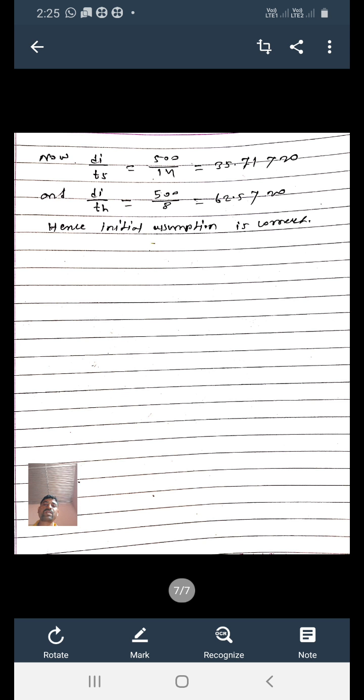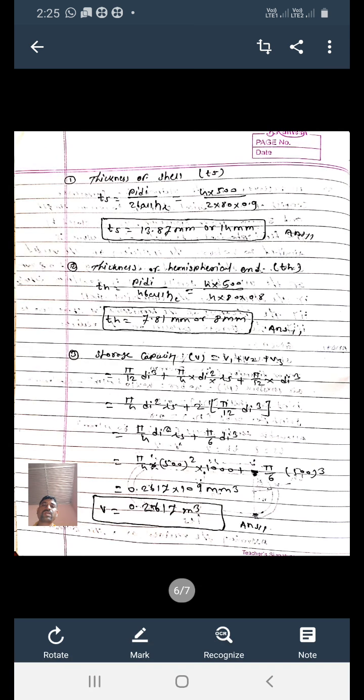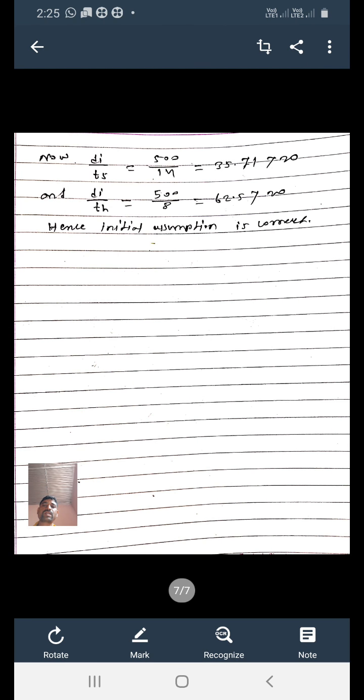Okay, after finding the value of TS or TH or t, you should check whether the initial assumption is correct or not. Then you will get the full marks.